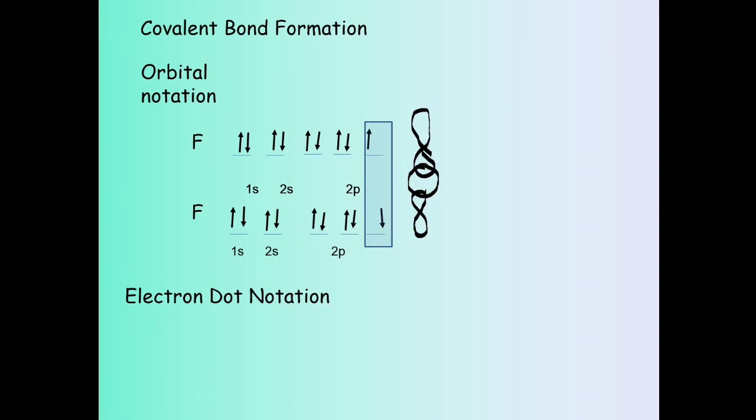Let's take a look at this in electron dot notation. We have our 7 valence electrons for one fluorine atom, 7 valence electrons for the other fluorine atom, and where those two lone electrons are, that p orbital will overlap, forming a complete octet. So those electrons are being shared between both of those fluorine atoms, completing an octet for one and also the other. Another way we can write this is by drawing a dash in between the two fluorine atoms, and that dash indicates a pair of shared electrons forming the covalent bond.